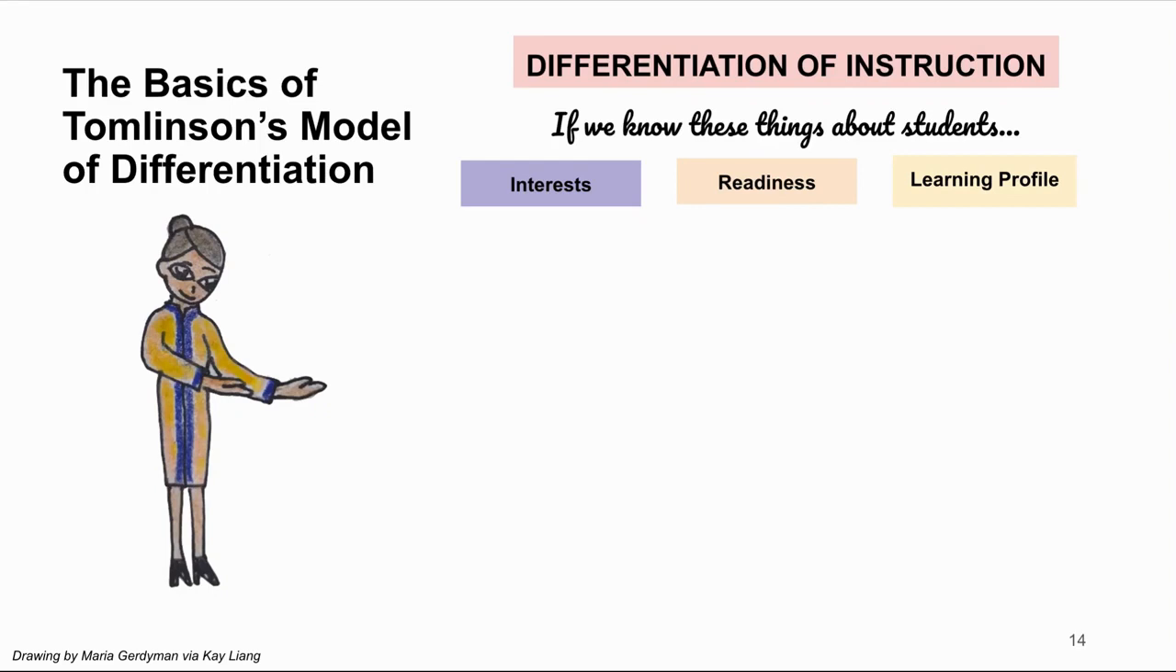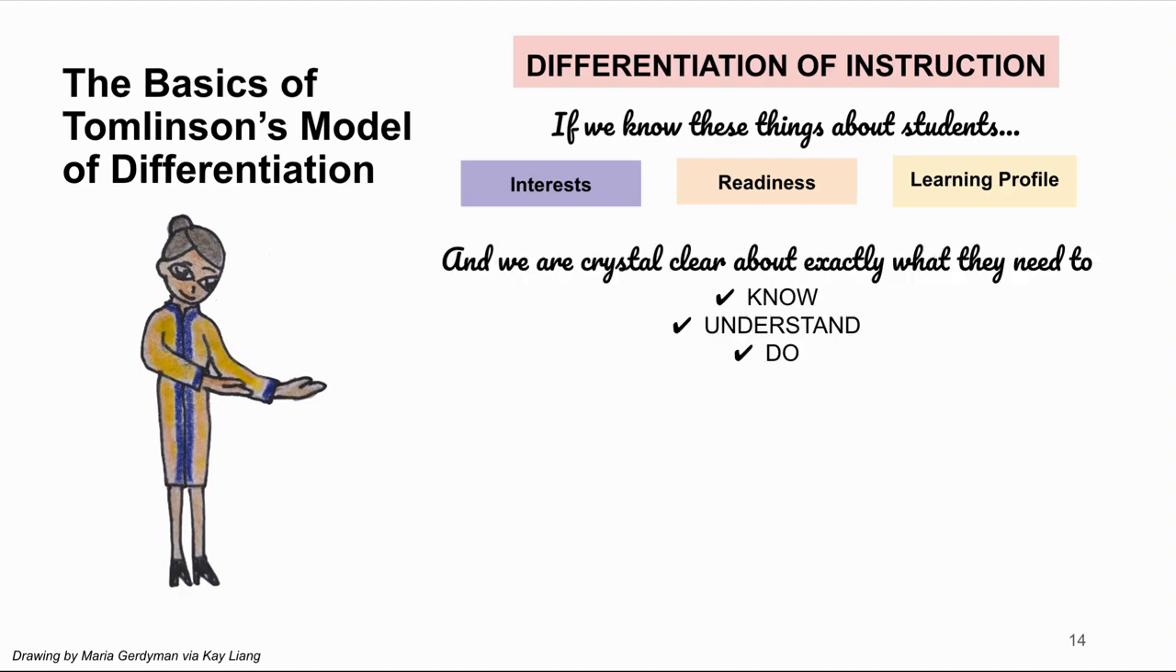We need to know who they are as people, what interests them. We need to know their level of readiness. And by this, she means all the things that we can learn about them from reading their IEP, doing some pre assessment, understanding where their abilities and disabilities lie, and also understanding their learning profile. And by this, she means their learning preferences, the ways that they may prefer to tackle a task, things that have worked for them in the recent past, approaches that students may prefer. Then, of course, we need to be crystal clear about exactly what students need to know, understand, and do.